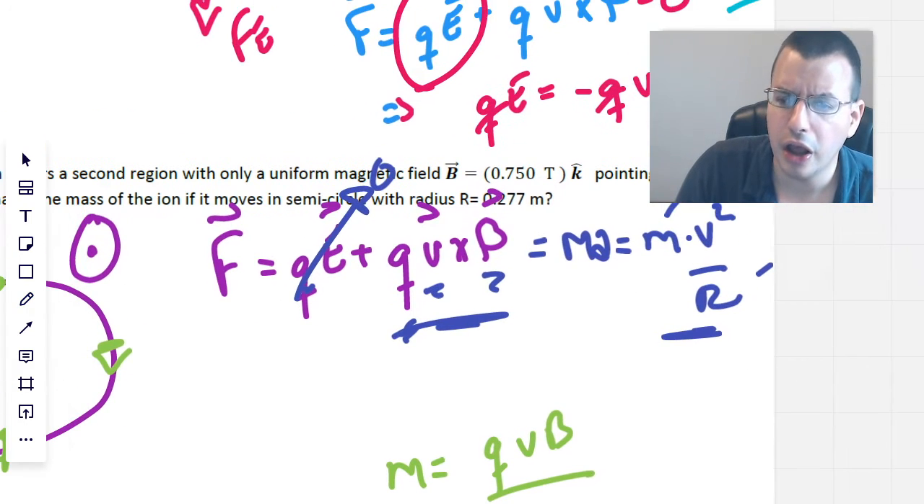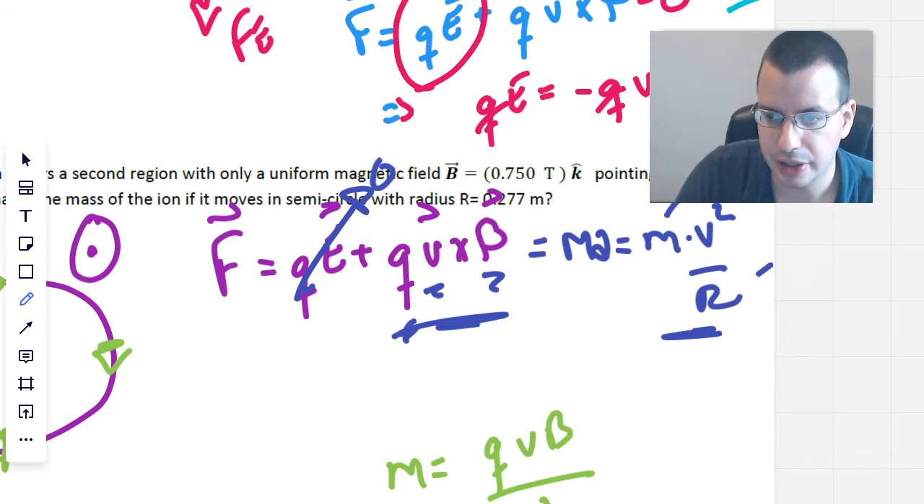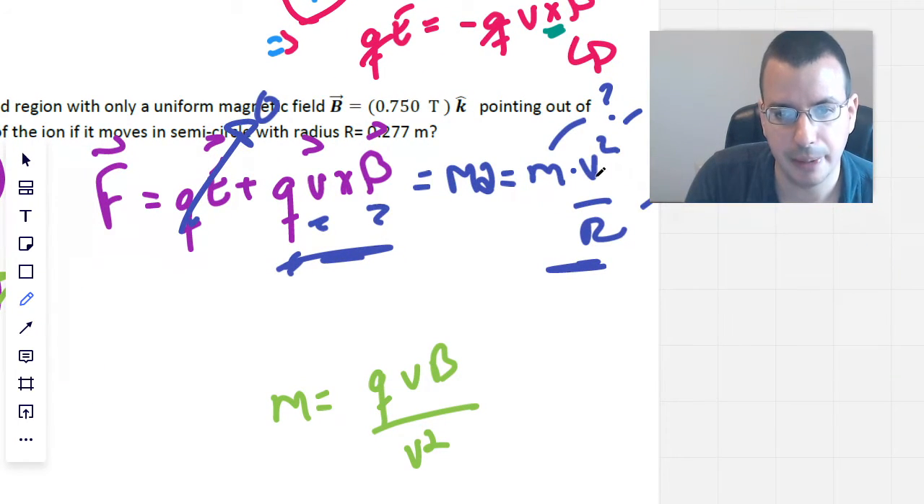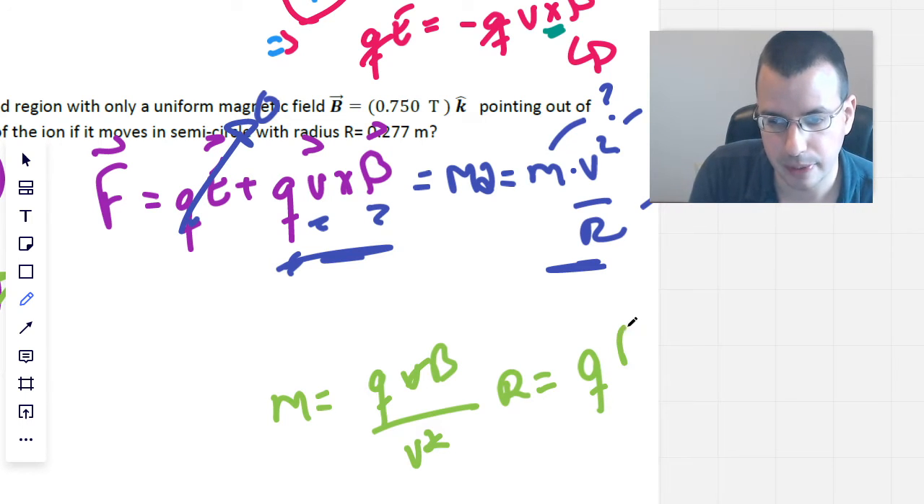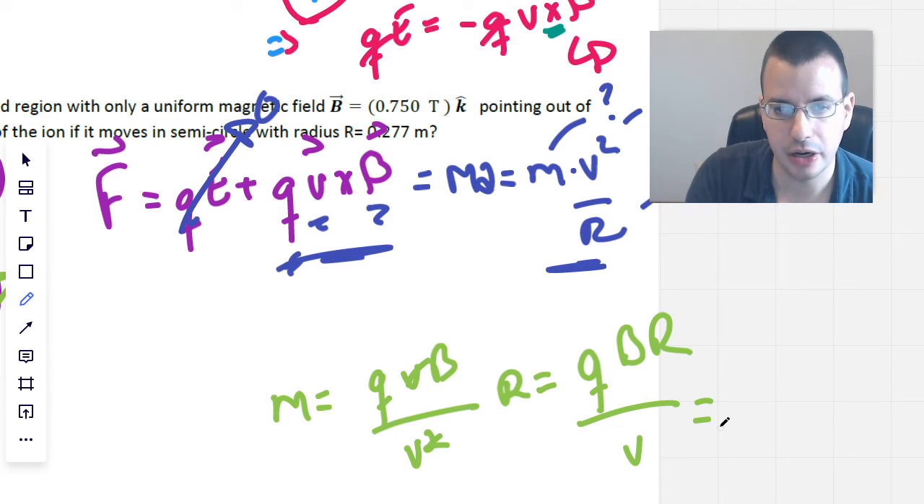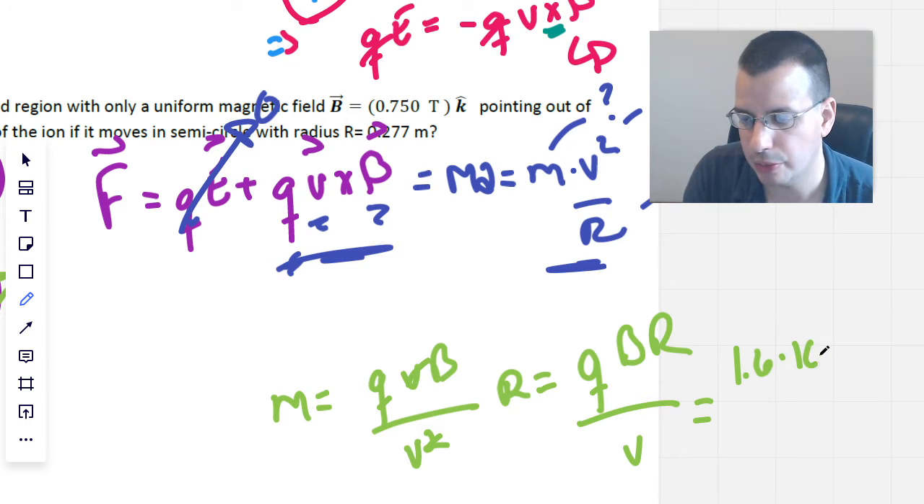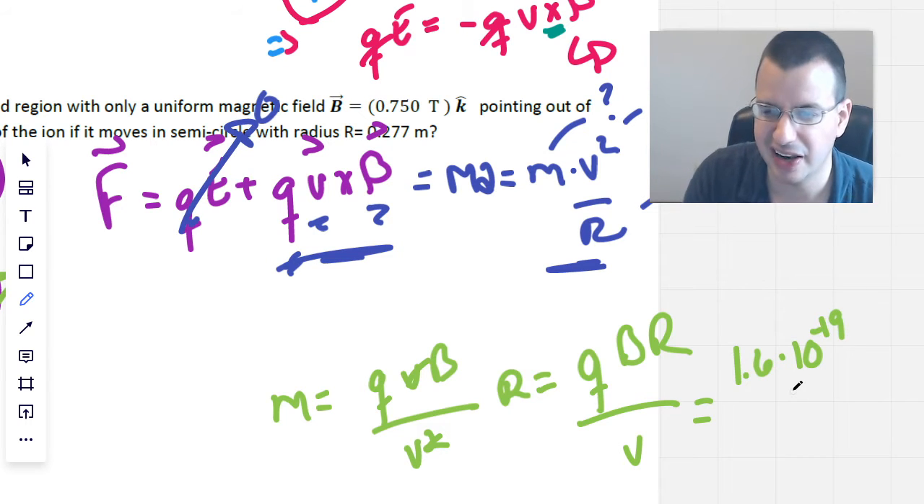Okay, put a v squared on the bottom, and then we'll put an r up top. V squared r. That cancels. We get QBR over V. Putting in the numbers, we have 1.6 times, 2 times 10 to the negative 19th. I left off the 0.02.